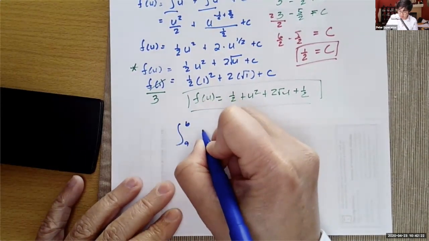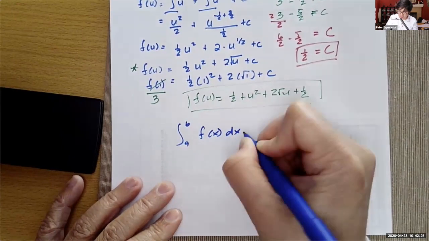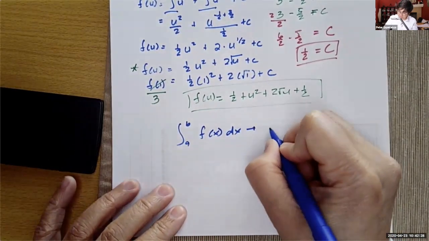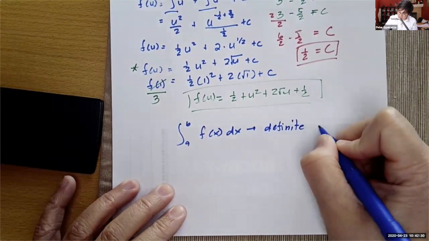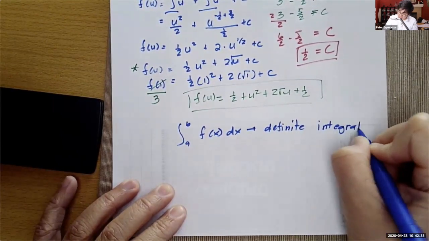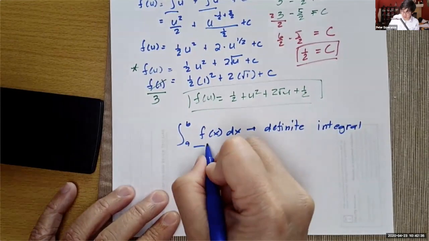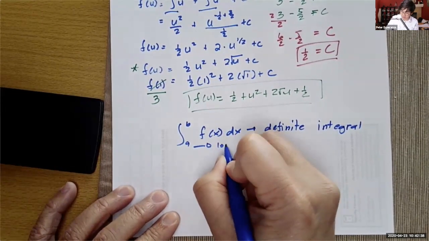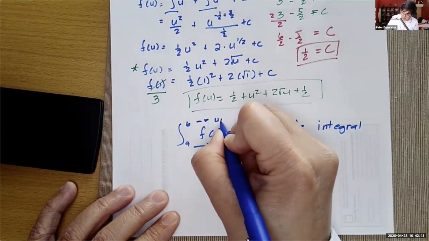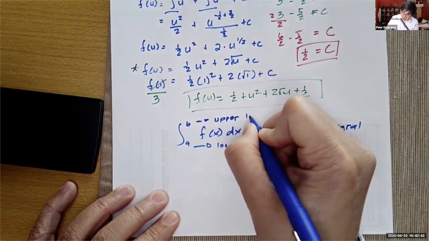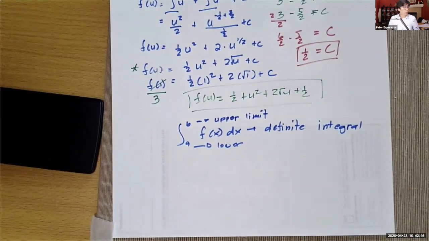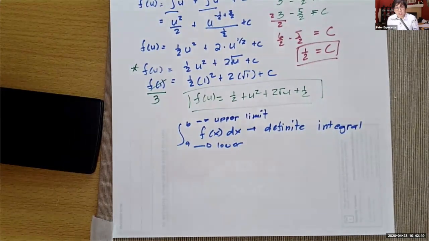A to b of f of x dx. This is a definite integral. And the reason why it's a definite integral is because you have a defined lower limit and a defined upper limit. Now, the only thing that you need to do is to be able to evaluate it. And how do you evaluate your definite integration? Simple. We're going to have our example in finding the integral of this function.